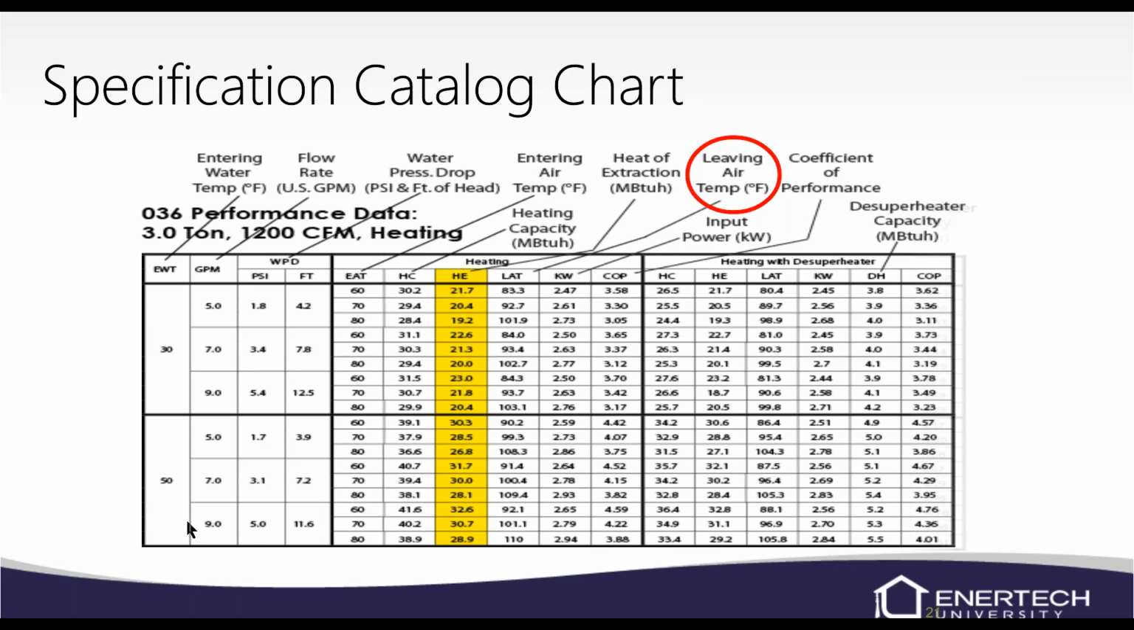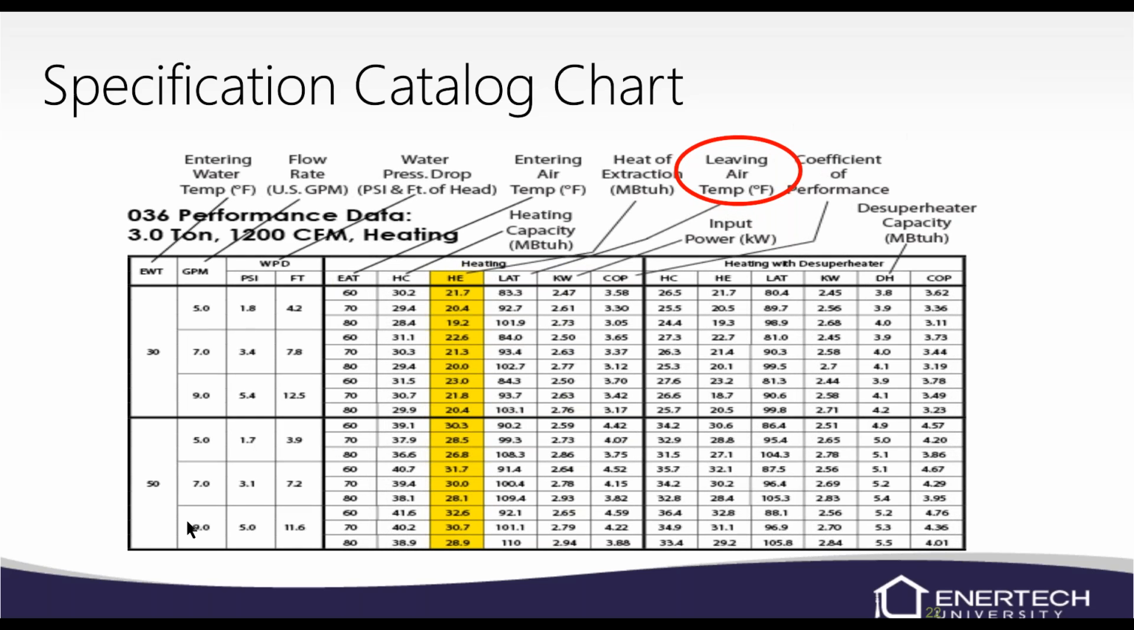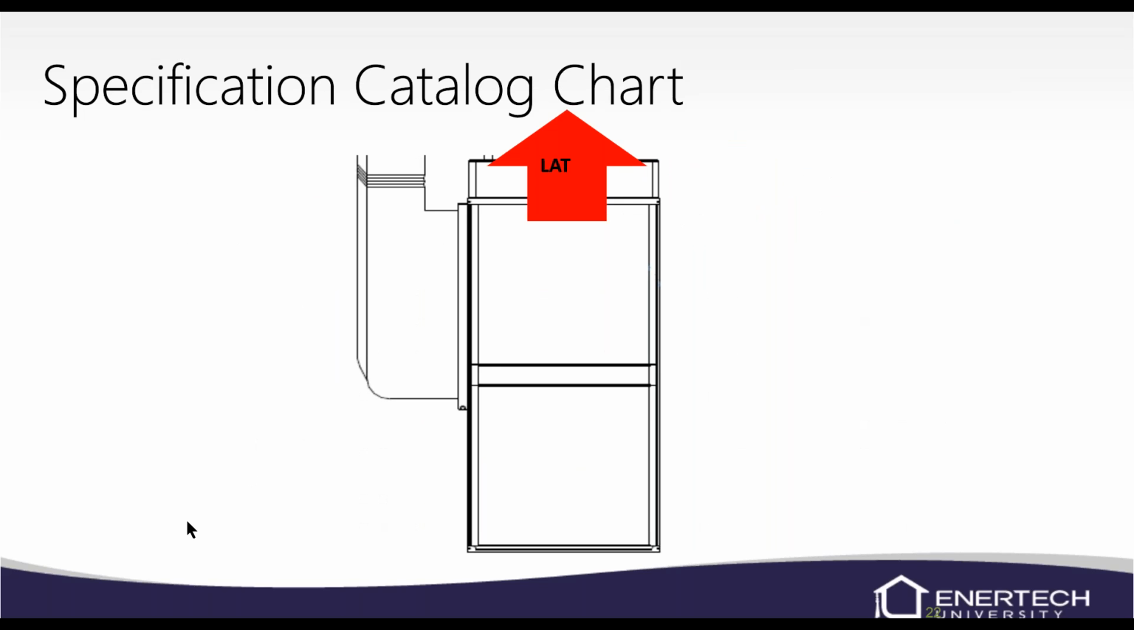Leaving air temperature, that's your supply air temperature on the unit. So normally we have about a 25-degree temperature difference, depending on airflow, obviously, but that's leaving the unit. So if you have 65 coming in, you should probably have roughly about 90-degree supply air temperature.